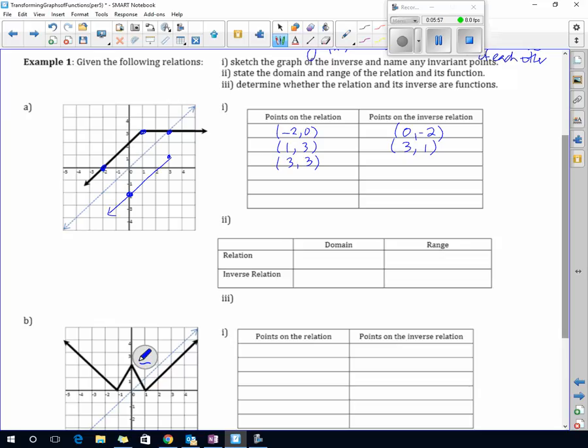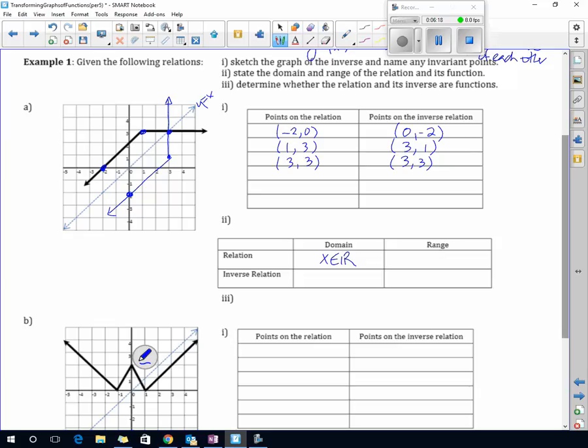So what's the domain of the relation? That was the black one, and that would be x as an element of reals. What's my range? Well, it looks like my range only goes as high as 3, so that would be y is less than or equal to 3.